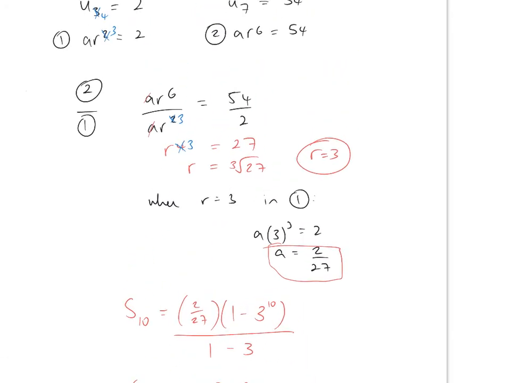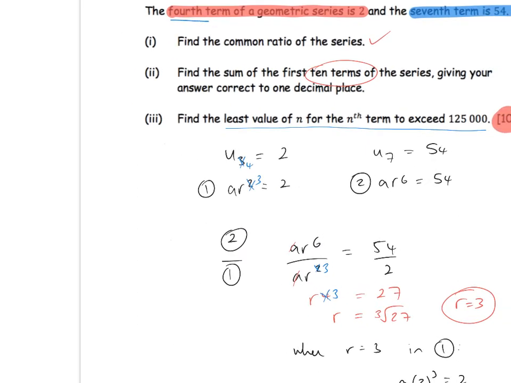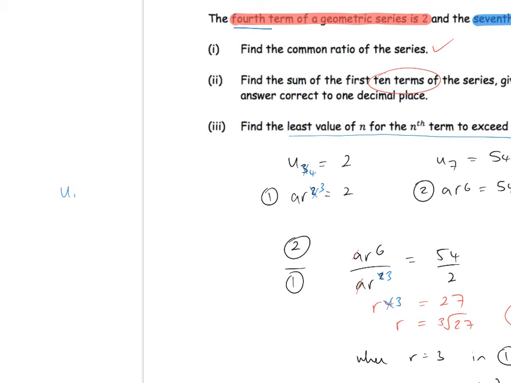Now, it was this final bit here that was quite hard, part B. It says, find the least value of n for the nth term to exceed 125,000. Okay, so the way we're going to do that is we're going to say Un to exceed is greater than 125,000 there. Now, Un, we know, is equal to AR to the n minus 1, and that's greater than 125,000. Now, we know A, that's 2 over 27, times by R, which we know is 3, but then we don't know what n is, so that's going to be n minus 1 there, is greater than 125,000.